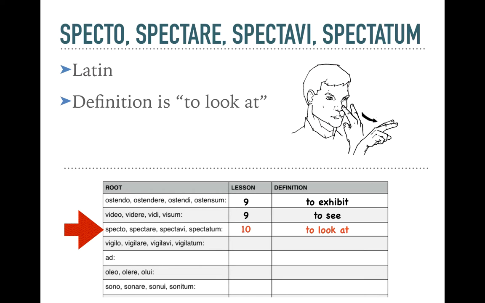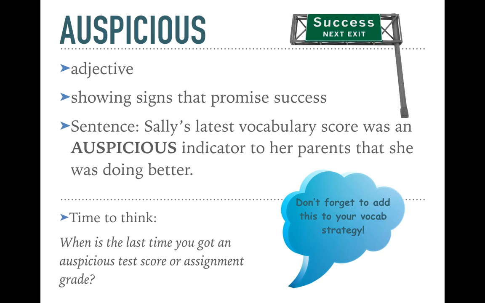The first word that uses specto is auspicious. Auspicious is an adjective. It's a describing word that means showing signs that promise success. For example, Sally's latest vocabulary score was an auspicious indicator to her parents that she was doing better. In the book it reads, "The sunny morning was an auspicious beginning for our class picnic."